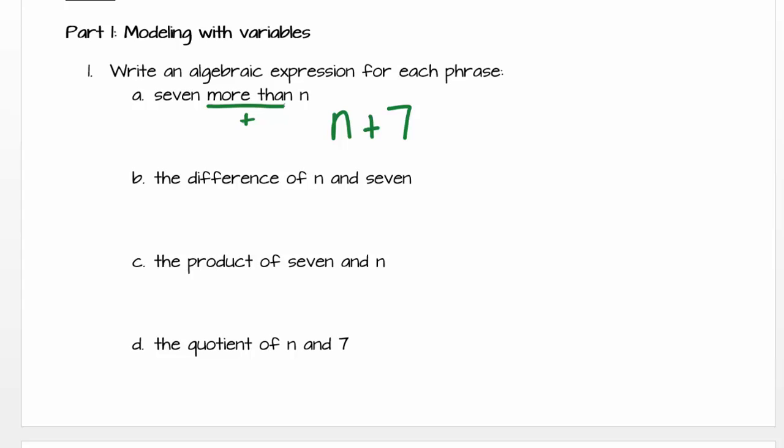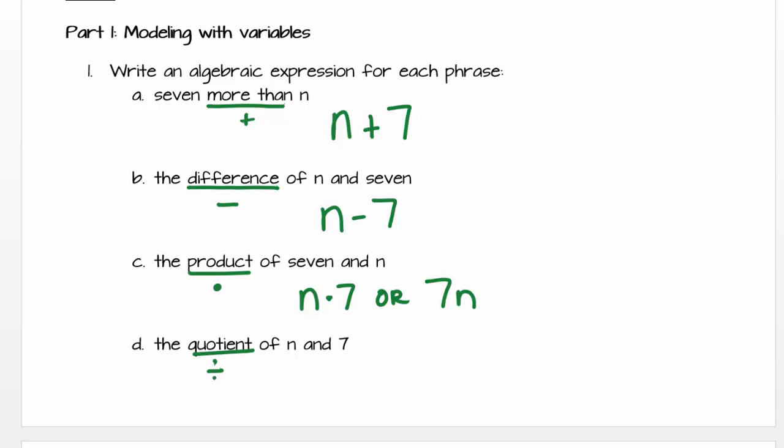The difference of n and 7. Remember, the word difference is fancy language for subtraction. So if I have n and I want to subtract 7, n minus 7. The product of 7 and n. Hopefully you're remembering that product means multiplication. So we can write this as n times 7, or we normally write it as 7n without a symbol in there. And then the quotient of n and 7. Remember, this word quotient here means divide. So of n and 7 means I want to take n and divide it by 7. Or you could write it n divided by 7. Same thing.